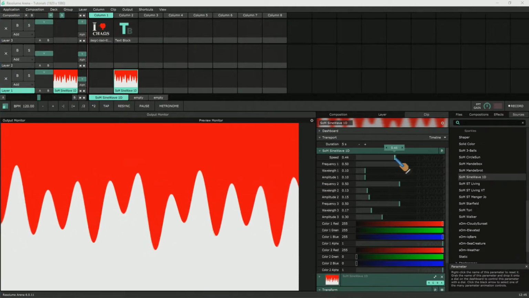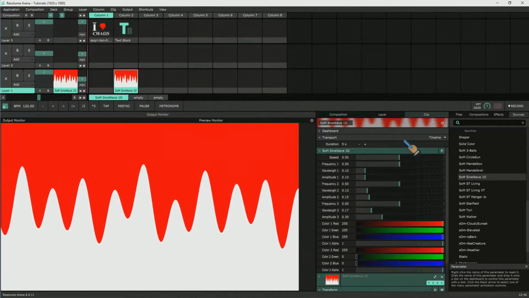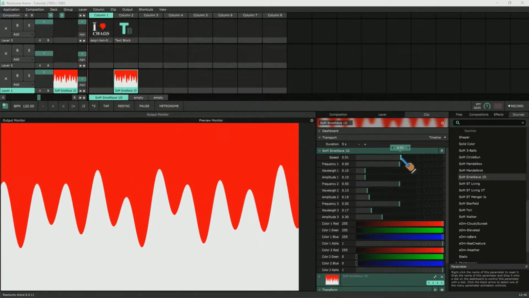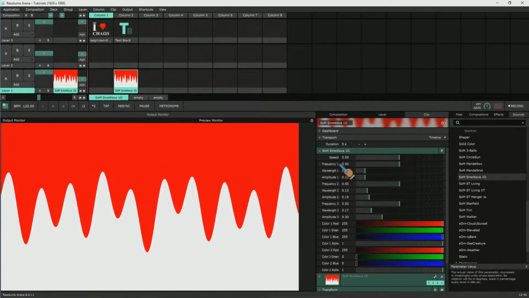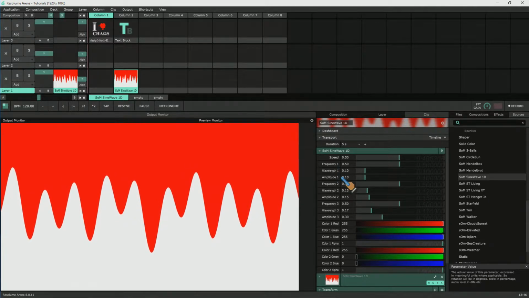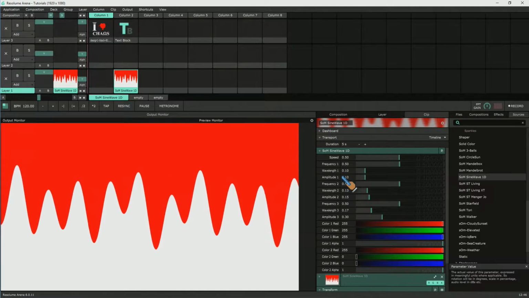the speed, which controls the time moving of the sine wave. Similar to that, we have the frequency, which defines one sine wave. And as you can see here, we have one sine wave defined by a frequency, a wavelength and an amplitude.